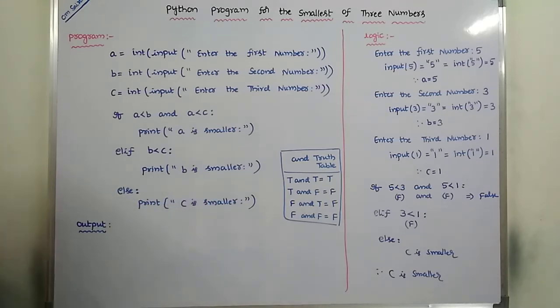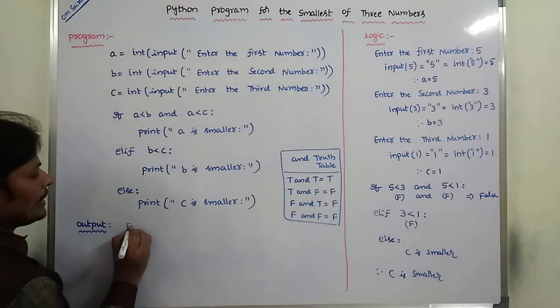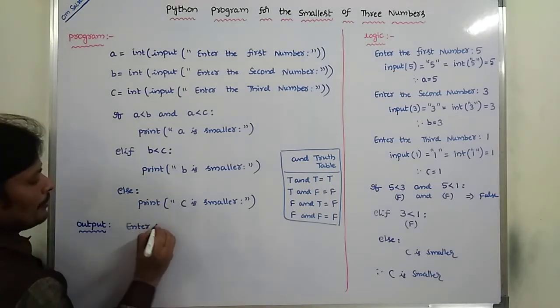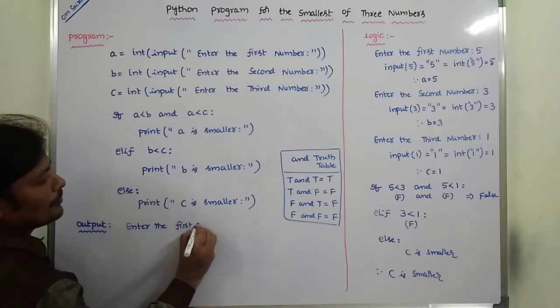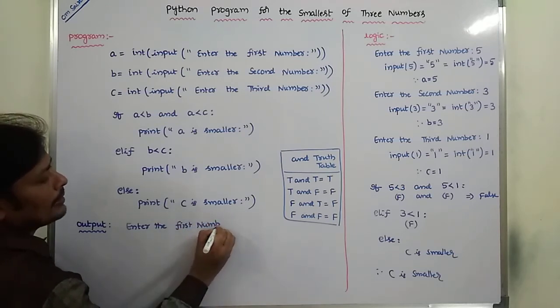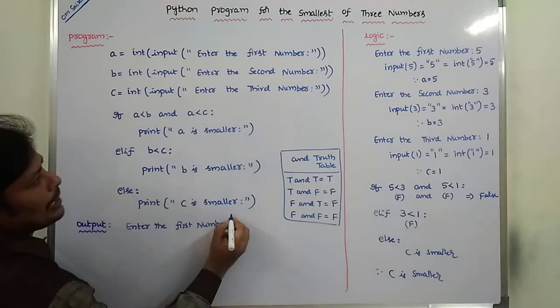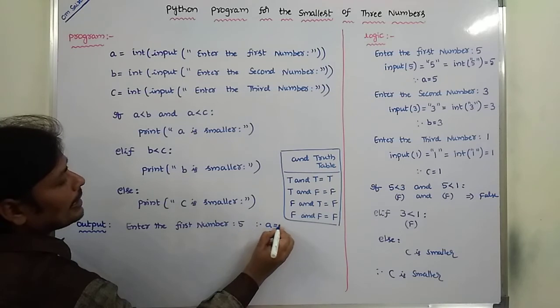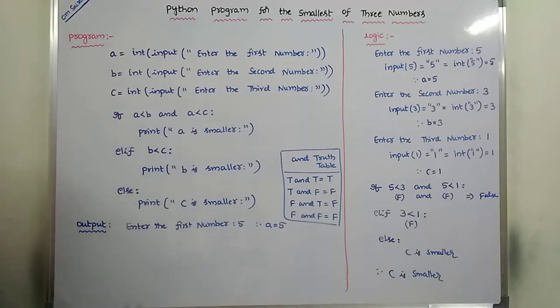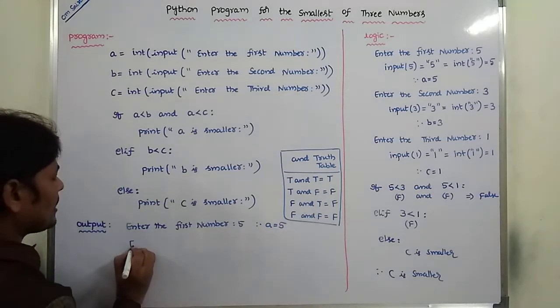So now we go for output. Enter the first number. What is the first number? First number value is 5. So therefore A is equal to 5. 5 is assigned to A.